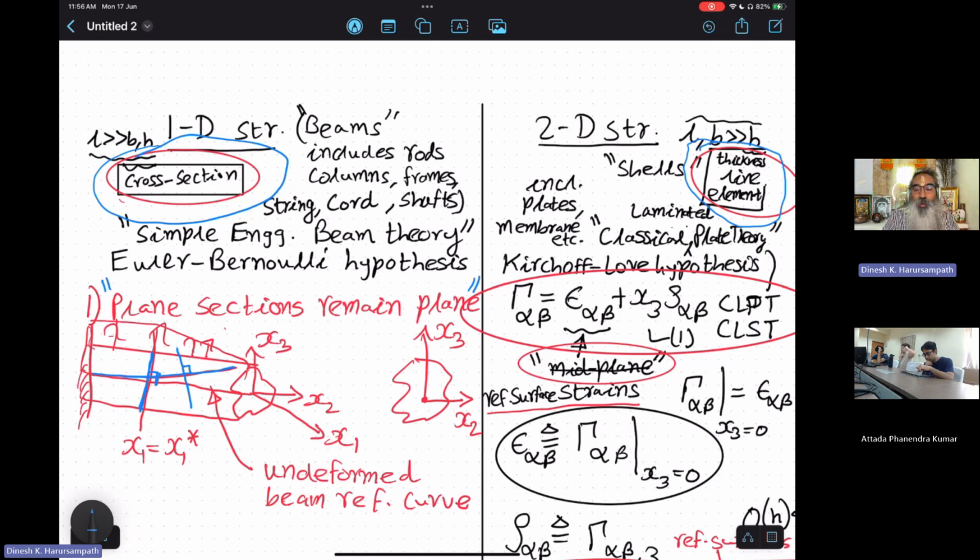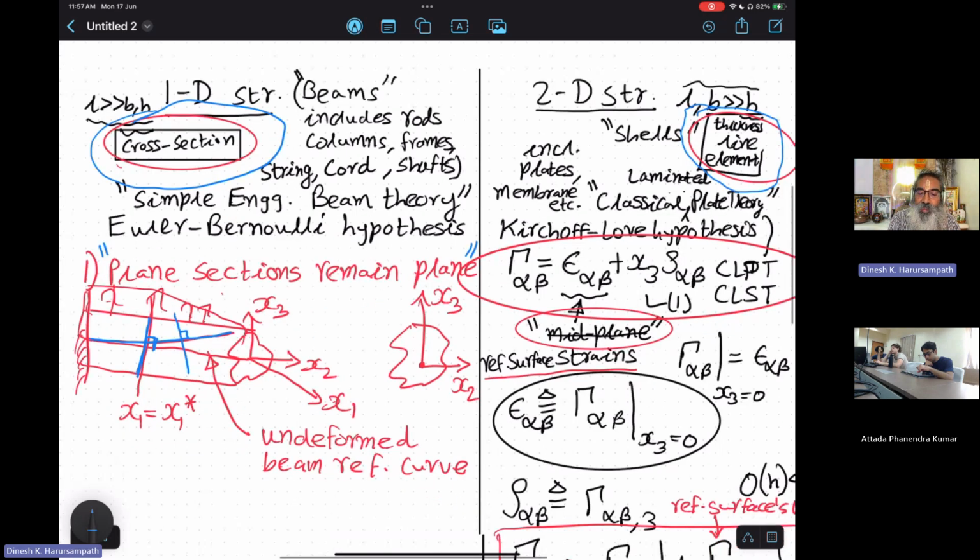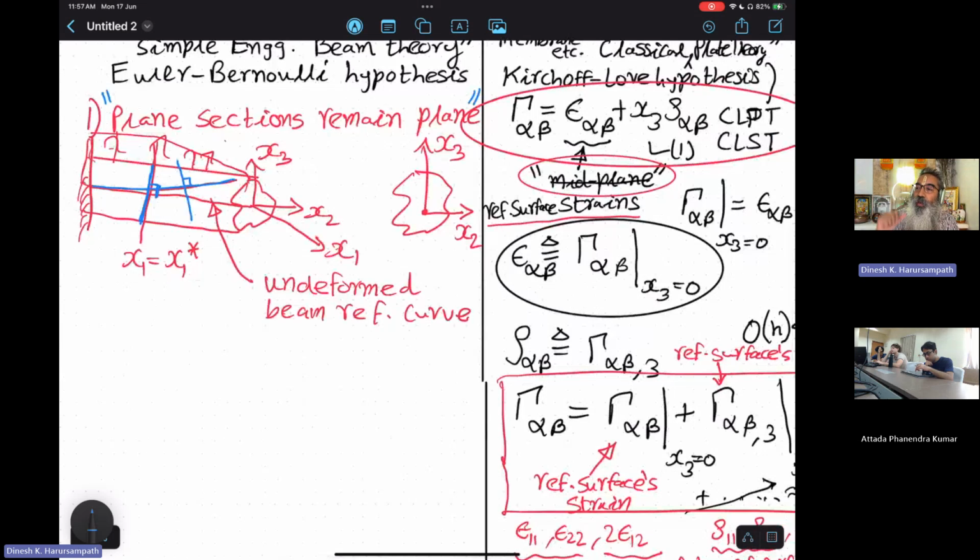So it's very important that in this case, the thickness element is assumed to remain straight because it was initially straight, and it remains of the same size, which means that once again the Poisson's effect is not accounted for in this particular model. So that is the equivalent in the plate theory. Instead of plane section remains plane, the straight element, which is the thickness element, remains straight and of the same size.